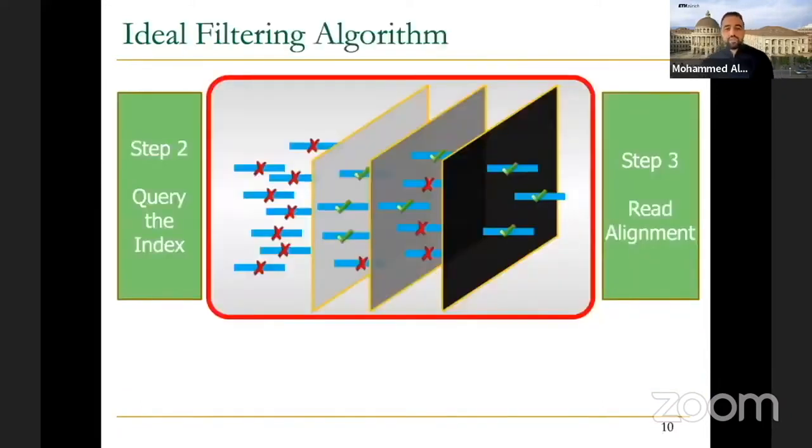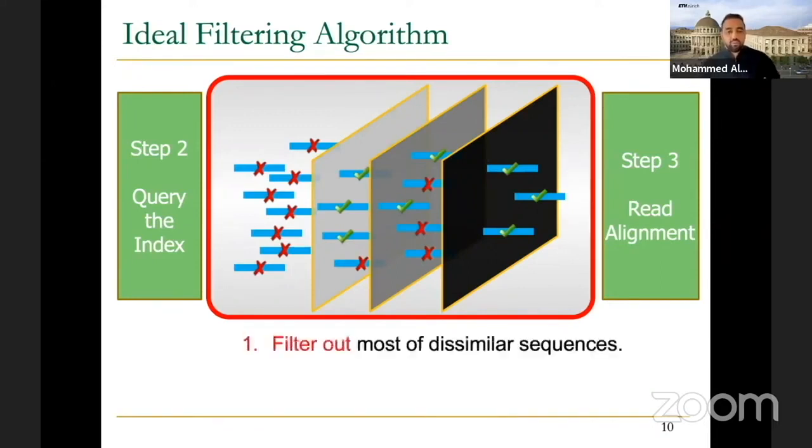Okay, so the GateKeeper is basically a filter that can tell you whether these sequences have a number of differences that is less or above a threshold. For an ideal filter, we would like to have 3 properties, and these 3 properties all together should be satisfied in any filter. The first one is we would like to filter out most of the dissimilar sequences.